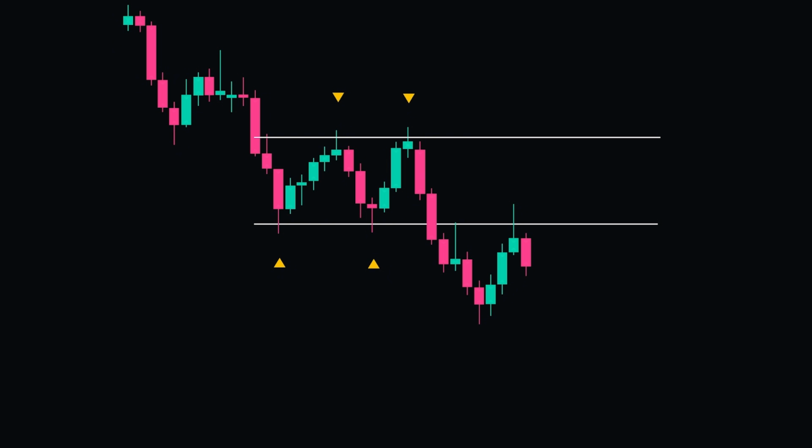it turns into resistance. We wait for price to come back and retest that level. If the level holds and price shows rejection, we look for selling opportunities.